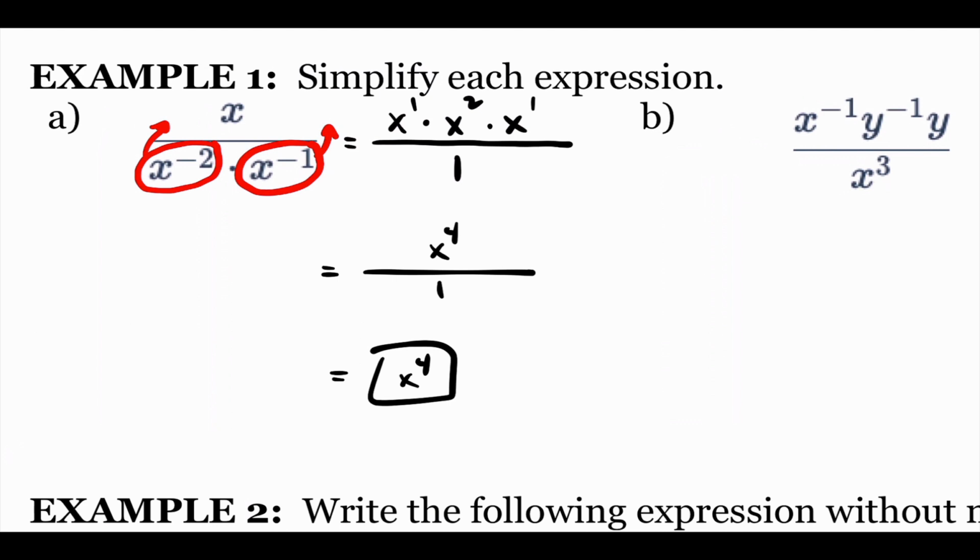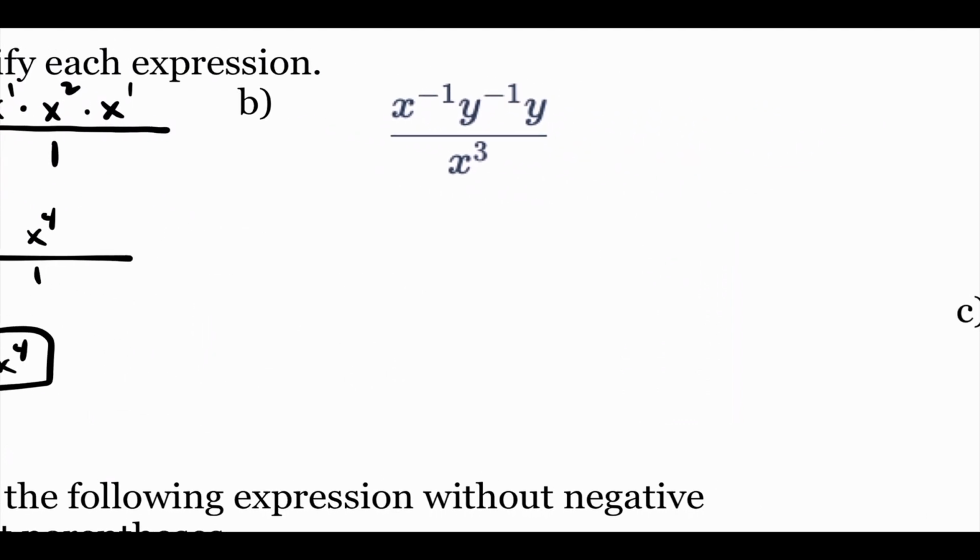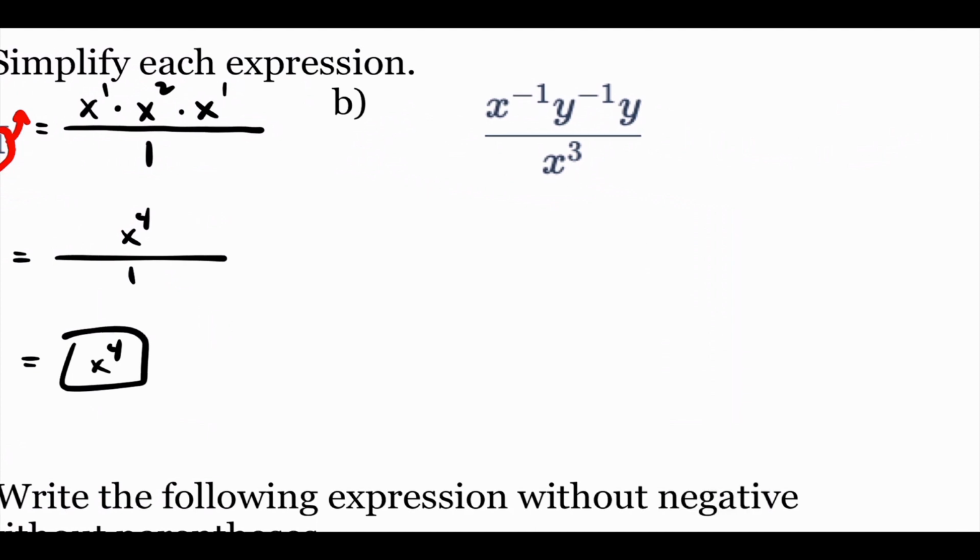Let's look at 1b. So now I have another letter, another base, not just all x's, right? Some y's in there. So I'm going to color code them so that I know which bases are the same. Remember, if something doesn't have a power, its power is always 1. So I'm going to give that guy a 1.